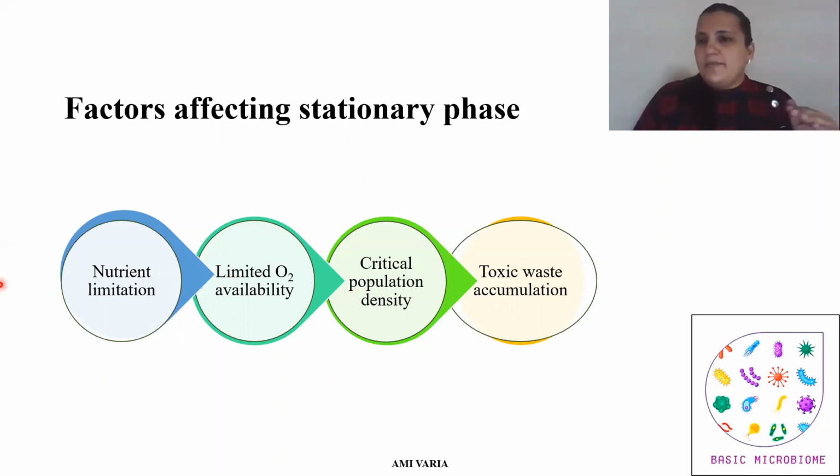Because of all the metabolic and physiological activities, the toxic waste products increase in higher amounts toward the end of the stationary phase. Because of that, the growth rate of the bacteria becomes equal to the death rate of the cell number in the normal growth curve, at the end of the stationary phase.